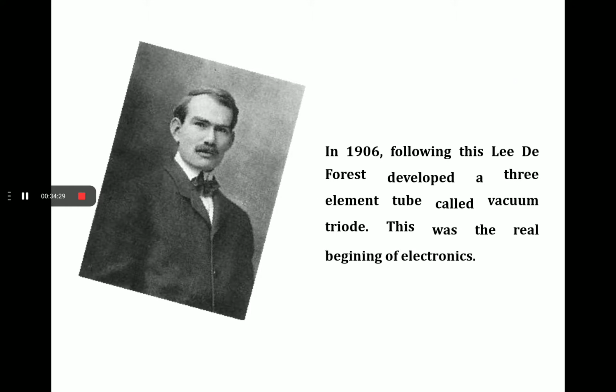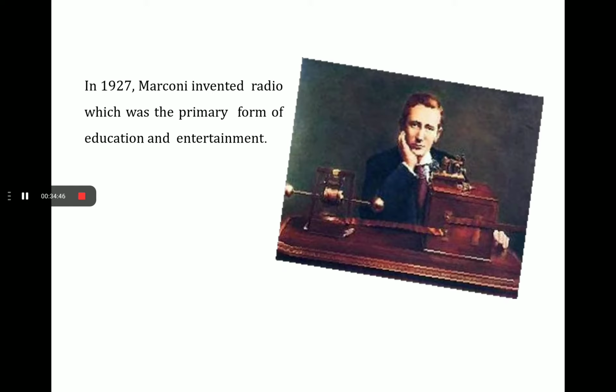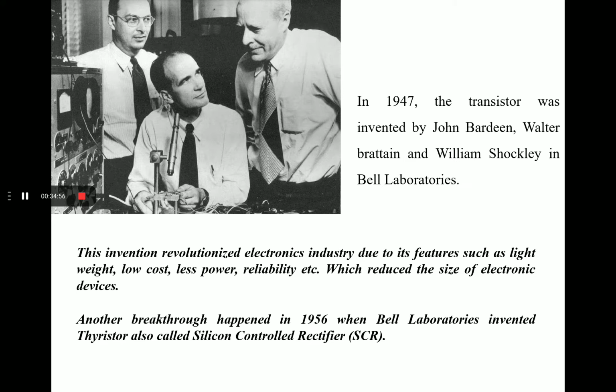So in 1906, following this, Lee de Forest developed a three-element tube called the vacuum triode. First we had the vacuum diode, then the next invention was the vacuum triode. This was the real beginning of electronics. Then in 1927, Marconi invented radio, which was the primary form of education and entertainment. Then in 1947, the transistor was invented by John Bardeen, Walter Brattain, and William Shockley at Bell Laboratories. This invention revolutionized the electronics industry due to its features such as lightweight, low cost, less power, and reliability, which reduced the size of electronic devices.